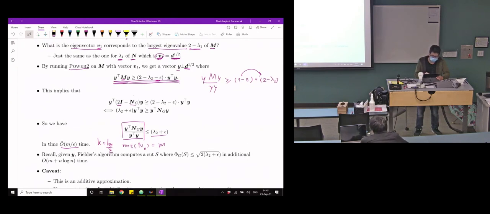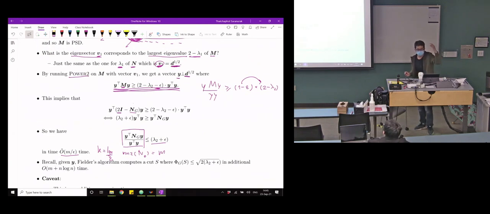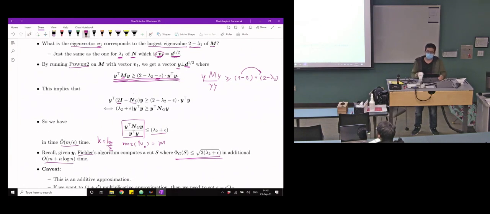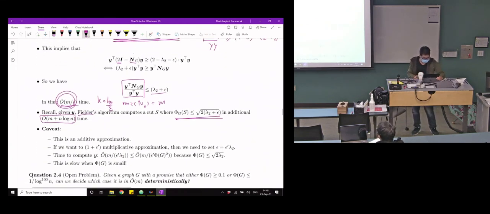So it means that now we can just get the vector y that we want from the Cheeger cut algorithm, and it's called the Cheeger algorithm actually. We get this vector y, which is almost as good as the second eigenvector, and we apply the algorithm, and we get a sparse cut with this additional time. So very fast, right? You first get this vector in m over epsilon time and spend linear more time to be done.